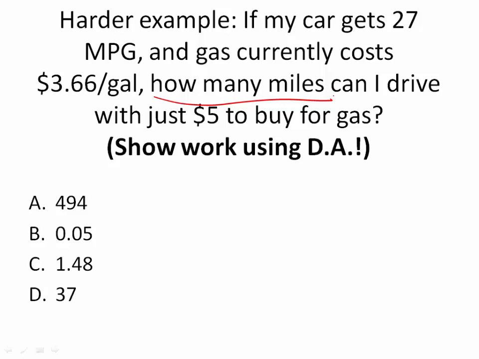27 mpg. What does mpg mean? Miles per gallon, miles for every gallon. That kind of sounds like a conversion factor. 27 miles for every gallon. $3.66 for every gallon. That sounds like a conversion factor too.